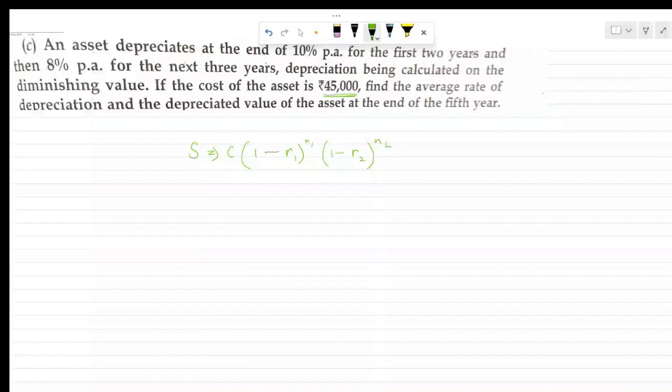Yes, so because the life of the machinery was only 5 years, as per the information that is given to us, the value that you will be getting after solving will be basically the scrap value, the leftover value of that particular asset. So now the depreciated value of the asset at the end of 5 years will be 45,000 times 1 minus 10% rate, which was being charged for the first 2 years, and then after that the machinery was getting depreciated at 8%.